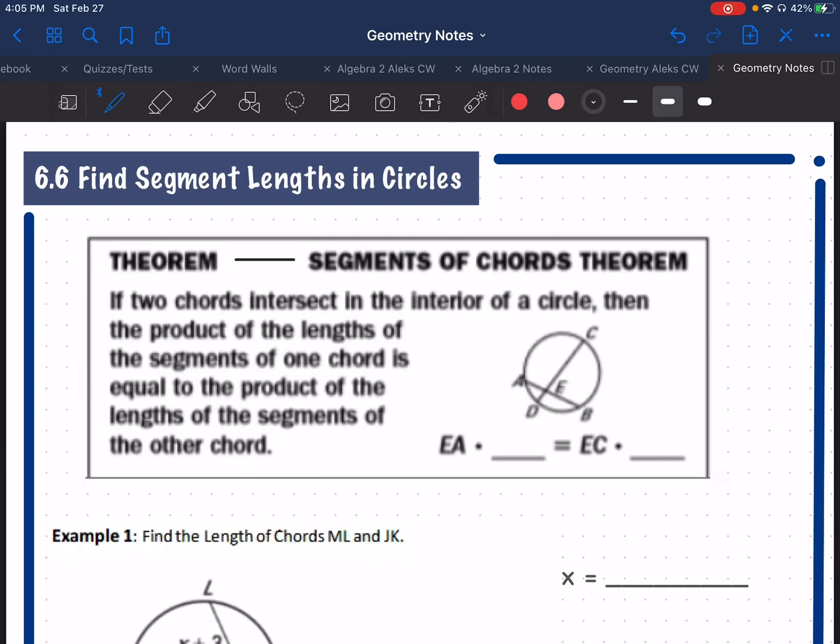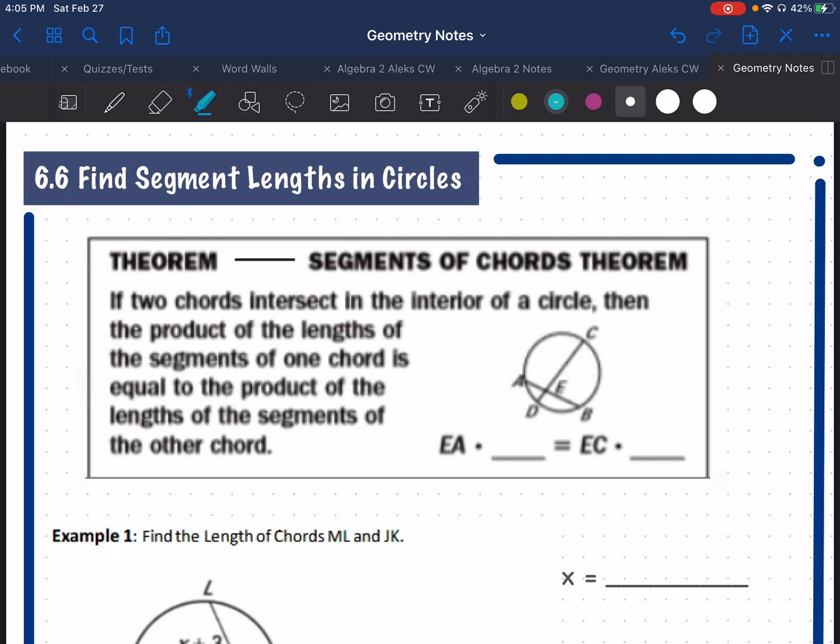Today's lesson is 6.6, Find segment lengths in circles. Our first theorem for today is the segments of chords theorem. If two chords intersect in the interior of a circle, then the product of the lengths of the segments of one chord is equal to the product of the lengths of the segments of the other chord. Let's take a look at our picture.